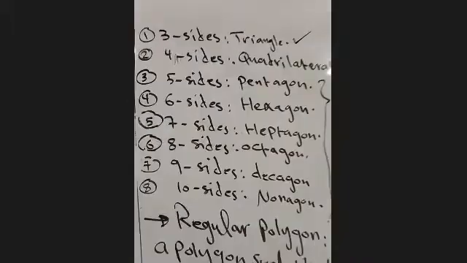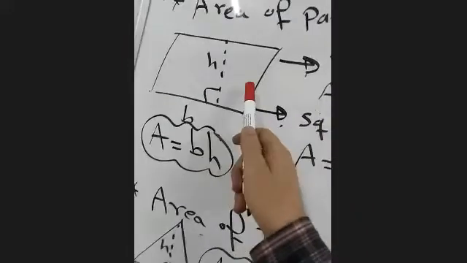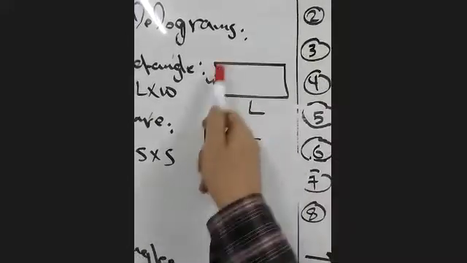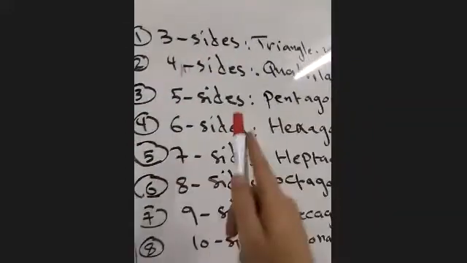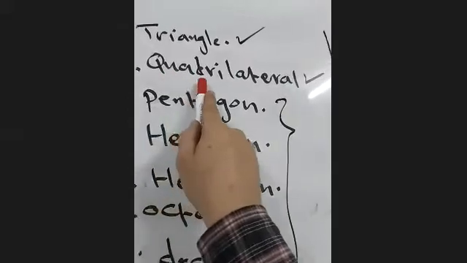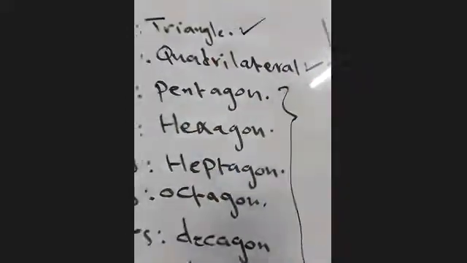If the polygon has 4 sides, like this one, it has 4 sides, 1, 2, 3, 4. Here also the trapezoid has 4 sides. What do we call the polygon with 4 sides? We call it quadrilateral.